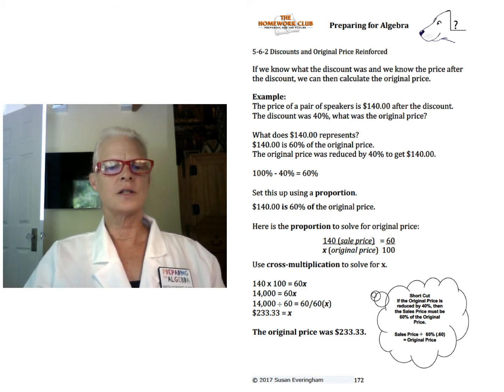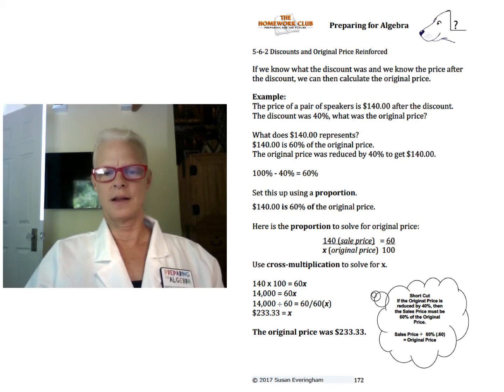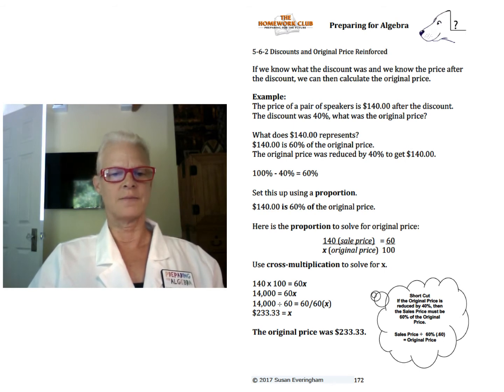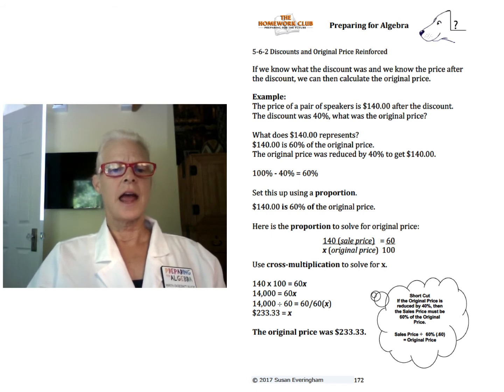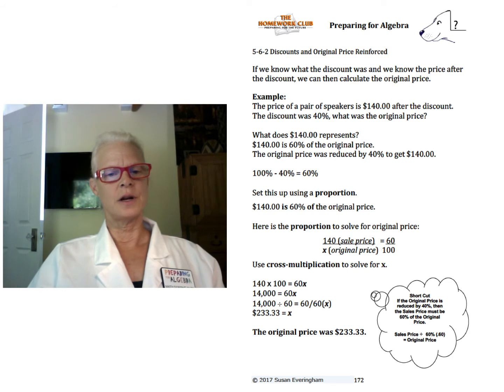There are several ways to set this up. In the example here, we've set it up as a proportion, which is 140 over X, so sales price over original price, equals 60 over 100, with the original price at 100%. Cross multiplication to solve this, X ends up being about $233 for the original price.